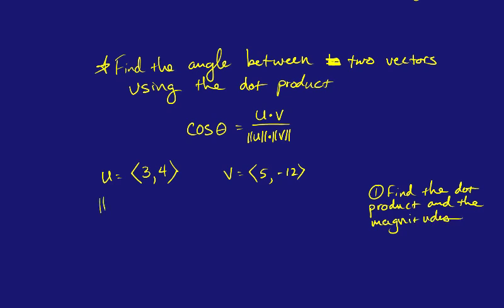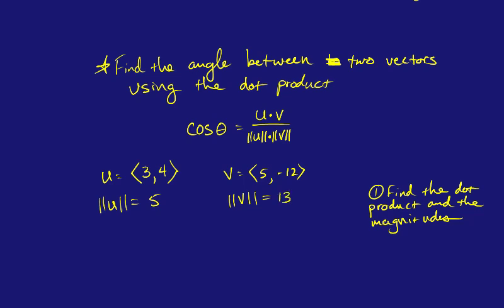So the magnitude of u, if you know your Pythagorean triples, 3 squared plus 4 squared and then square rooted, is 5. And then if you know the magnitude of v, say it out loud with me on the count of 3. 1, 2, 3, 13. So there we have it.